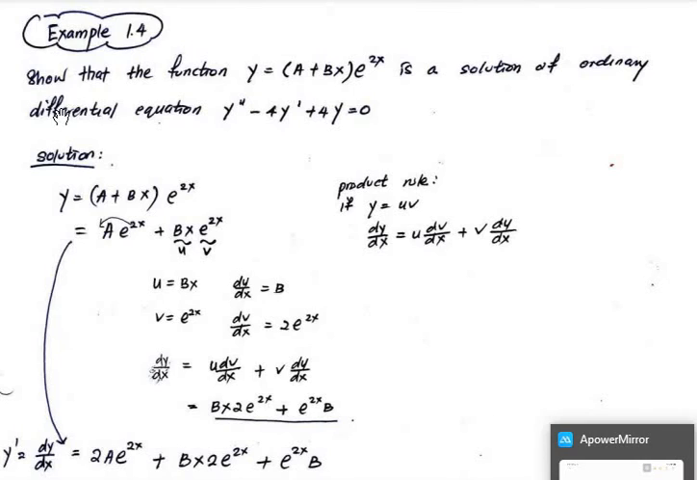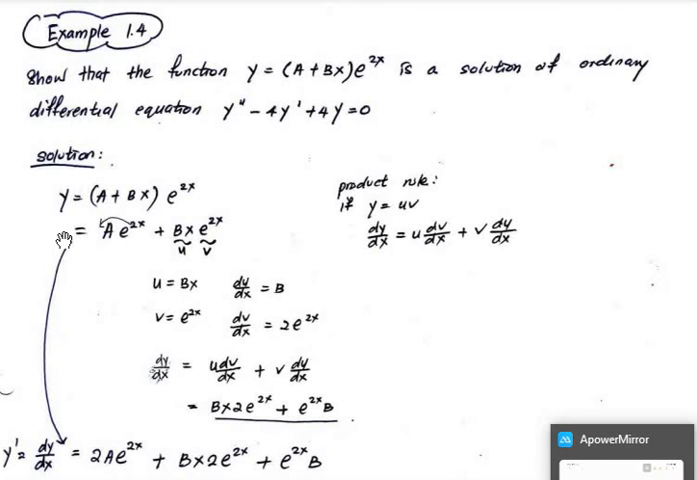Okay, so you have this question. y equals (a + bx) e^(2x). So you multiply in the exponent 2x to the a and to the bx, so you have a e^(2x) plus bx e^(2x). So this is the equation of y.